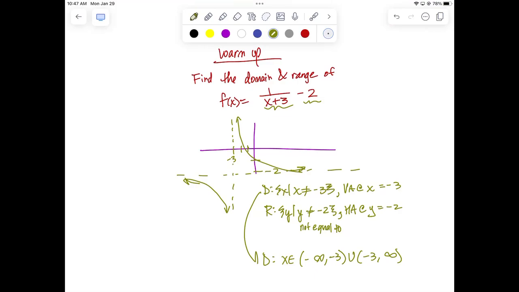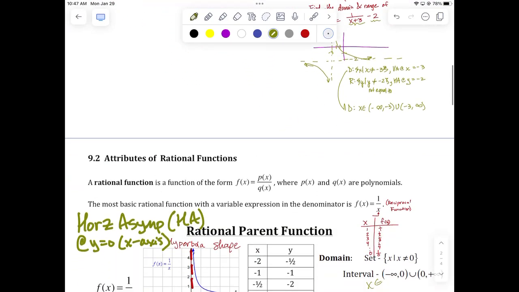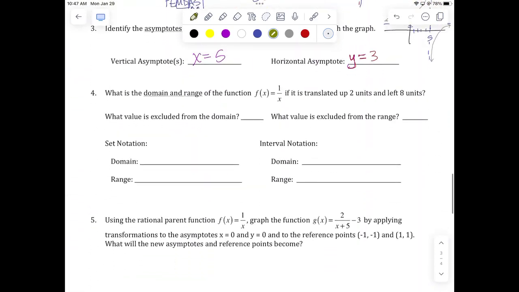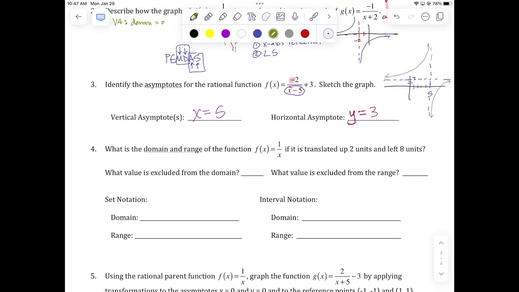All right, we're done. We'll move on to the notes. We're on example 4, I believe, right? What's the domain and range of 1 over x, if it's translated up 2 units and left 8 units? This is almost easier than our warm-up, right? We don't have an equation. They're telling us what to do. Move it up 2 units.